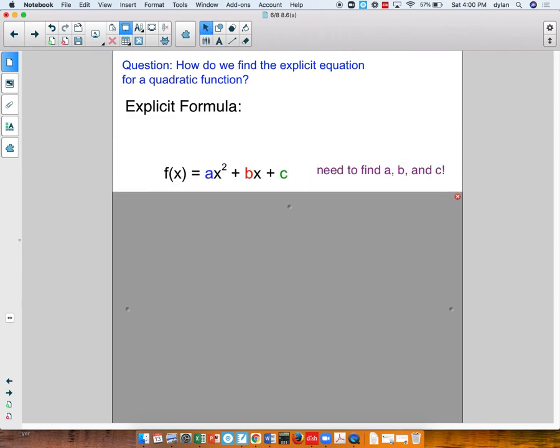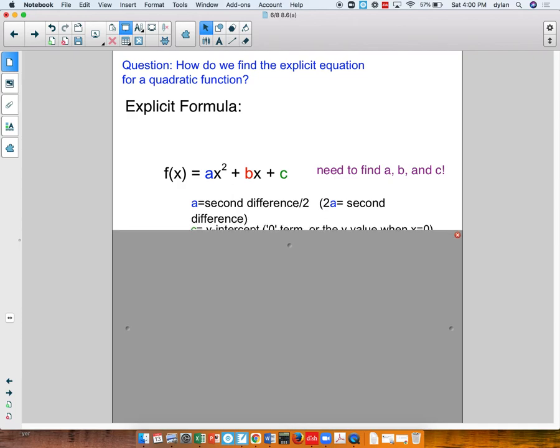So imagine that you've got the function f of x equals ax squared plus bx plus c. That's what we're trying to come up with, right? Which means we need to find a, b, and c based on our table. And we can do that. We've got some information that's going to help us. The first thing is that the a value, we can find if we find the common second difference and then cut it in half, divide it by 2. In other words, twice the a value is the common second difference.